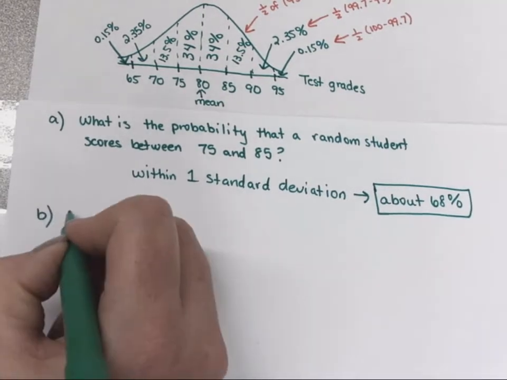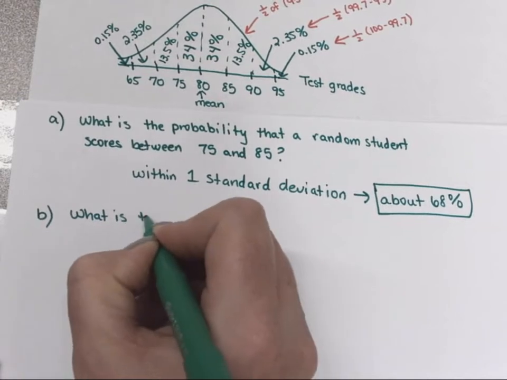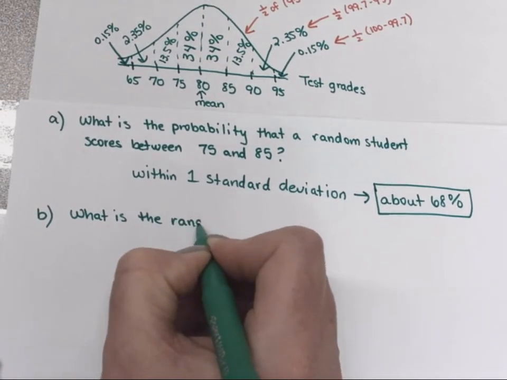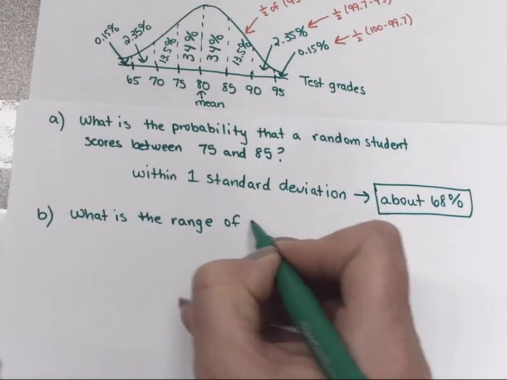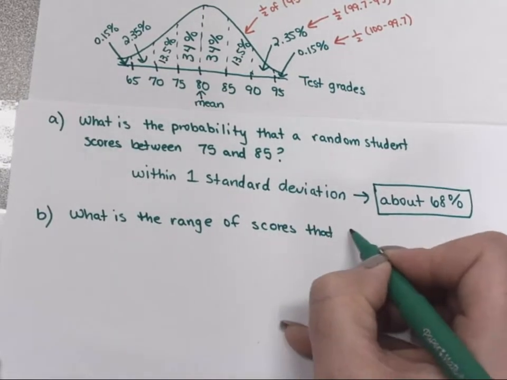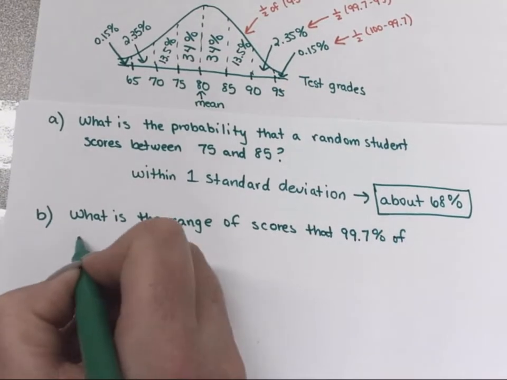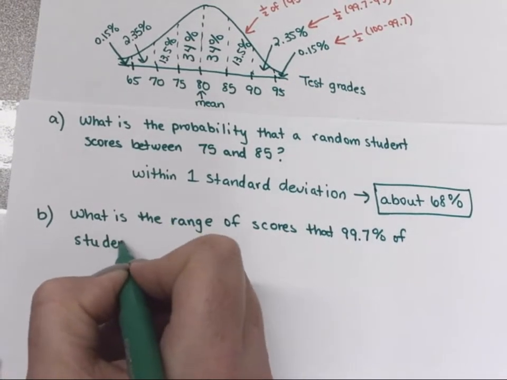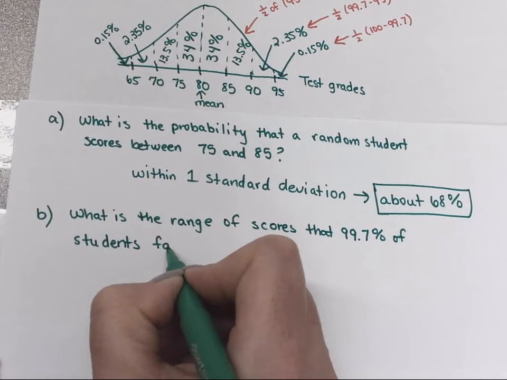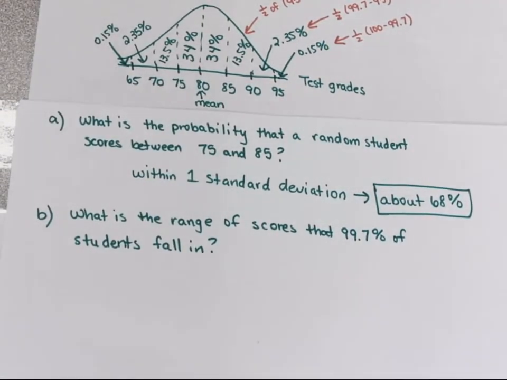So let's ask a second question. What is the range of scores that 99.7% of students fall in? Okay, in other words, what range of scores can you expect for 99.7% of the students?